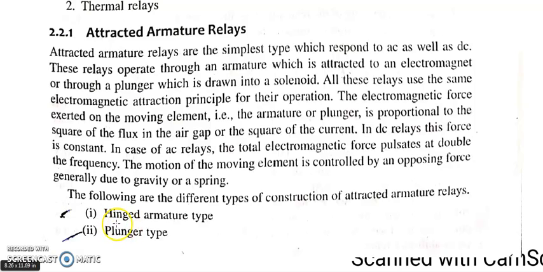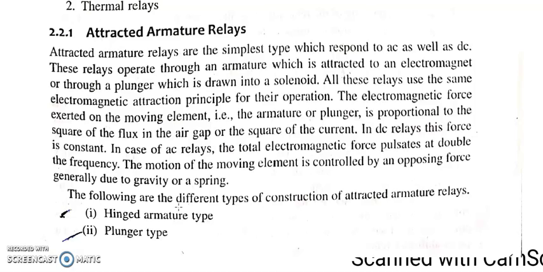At first, again, we have the hinged armature type. Here the armature gets attracted to an electromagnet due to the application of current or voltage as per the actuating quantity. These relays work on the principle of electromagnetic attraction, which you all know. The force on the armature or plunger is directly proportional to the square of the flux, or proportional to the square of the current flowing through the coil.